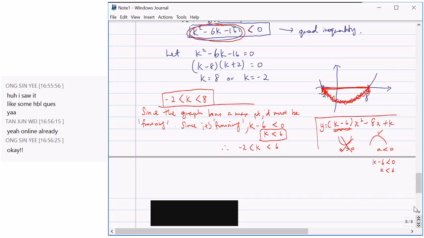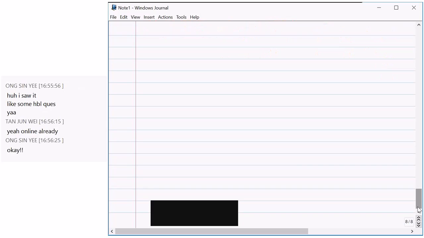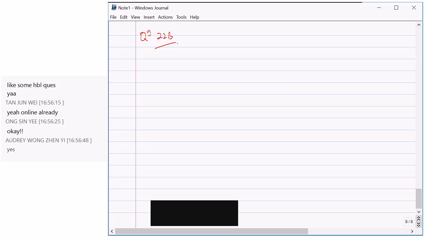Okay, so going back to 22B. Question 22B. Audrey, you here? Okay. So the question says that the line intersects the curve at 2 distinct points. What do you know about two graphs intersecting at 2 distinct points?